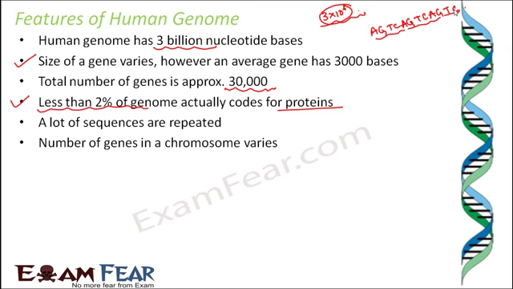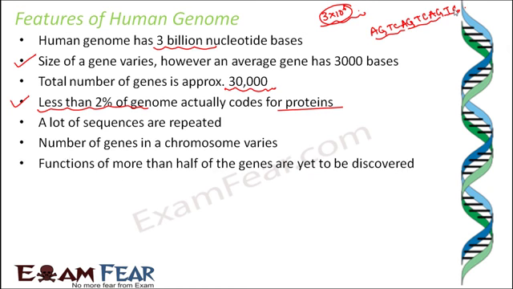Now the number of genes in a chromosome varies. As I had mentioned this earlier also, that one chromosome can have thousands of genes, but then again we do not know. Some of them might have less, some of them might have more. So it really varies. Functions of more than half of the genes are yet to be discovered. So this Human Genome Project was started with a goal to find out the DNA sequencing in the human genome and also try to relate them to their functions, like what does each portion of the gene do. But till now, not even half of the genes function have been discovered.